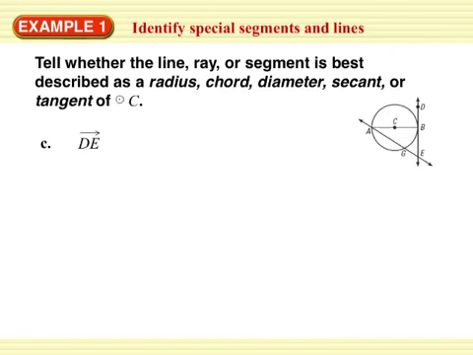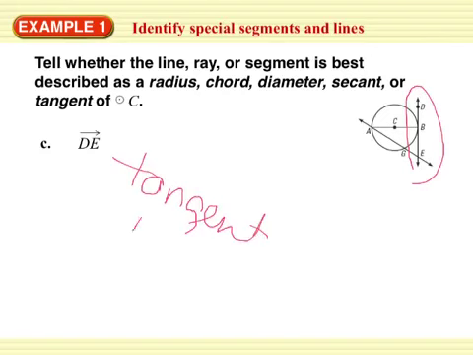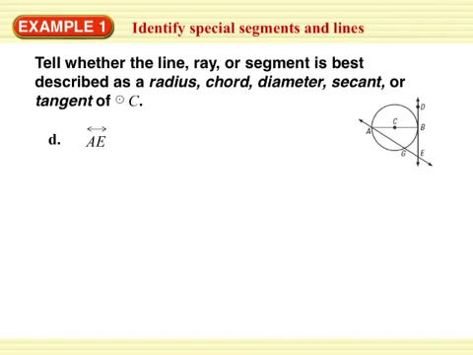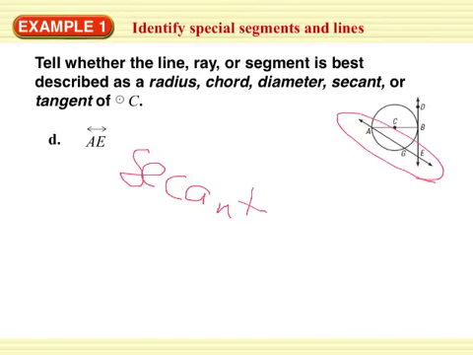Ray DE. DE is right there. It is a tangent ray because it is contained in a line that intersects the circle at only 1 point, the point of tangency. AE is right there. AE is a line. AE is a secant because it's a line that intersects the circle in 2 points.